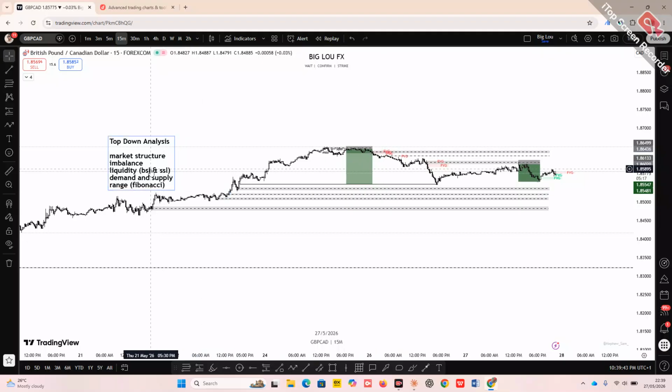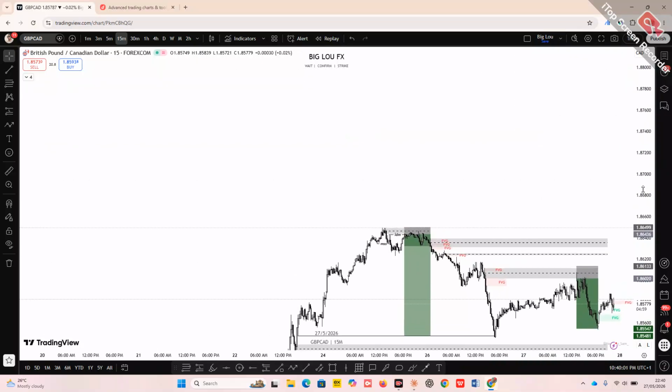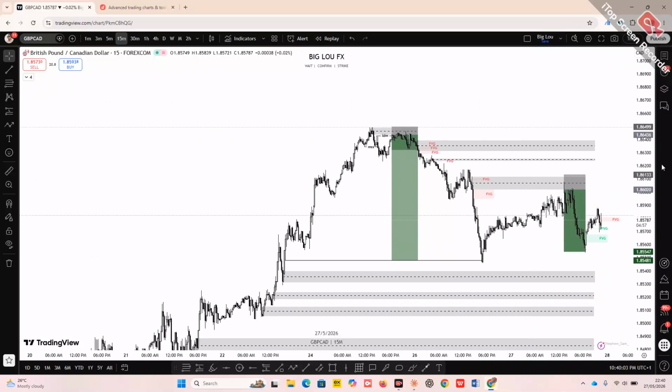I've shown you how liquidity must be swept in my zone. I've shown you how I mark out my demand zones, my supply zones, the imbalances in the market, and of course market structure. But let's take that out. So focus on how I cut this trade. I took this trade, I executed this trade, I'll show you.